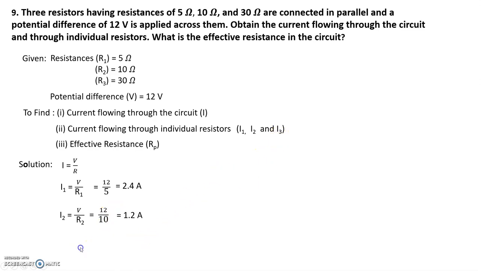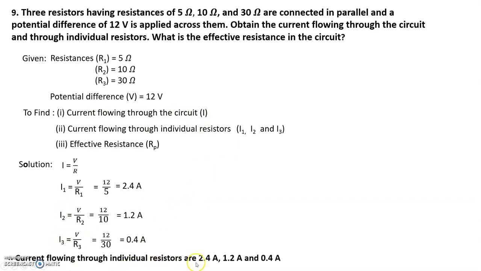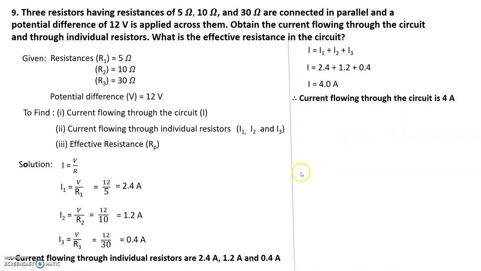Now we have to find I3. I3 will be V upon R3. V is 12 and R3 is 30, so we have 12 upon 30. When you reduce it, you get 0.4 amperes. So we have found the values of I1, I2, I3. The current flowing through the circuit will be I1 plus I2 plus I3. Through individual resistors it is 2.4 A, 1.2 A and 0.4 A. The sum is 4.0, which means just 4 amperes. Therefore the current flowing through the circuit is 4 amperes.